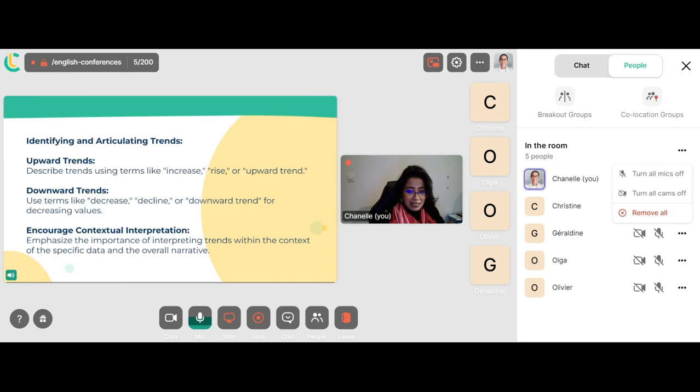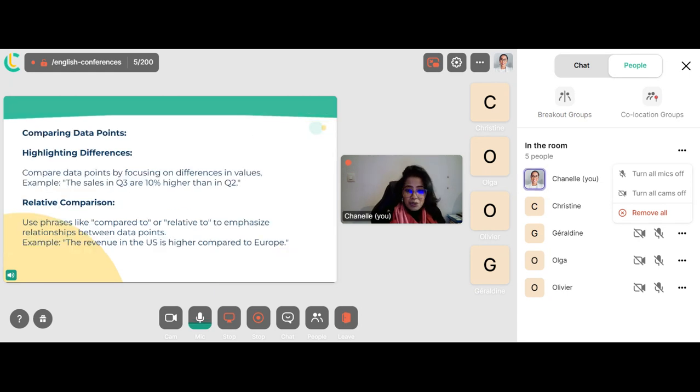Comparisons and trends. Identifying and articulating trends. Upward trends. When we talk about upward trends, we talk about trends using terms like increase, rise, or upward trends. That shows the upper level, the growth of those trends. But downward trends use terms like decrease, decline, downward trend for decreasing values. Encourage contextual interpretation. Emphasize the importance of interpreting trends within the context of the specific data and the overall narrative of what you are trying to say.